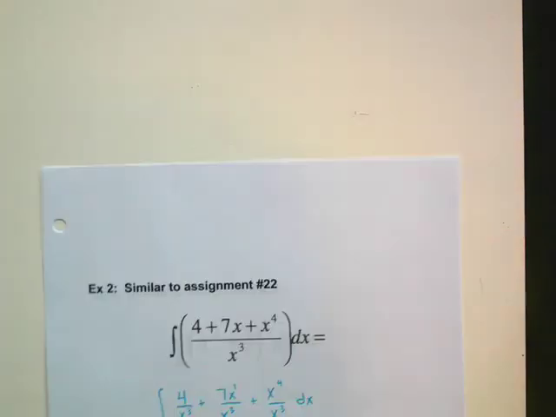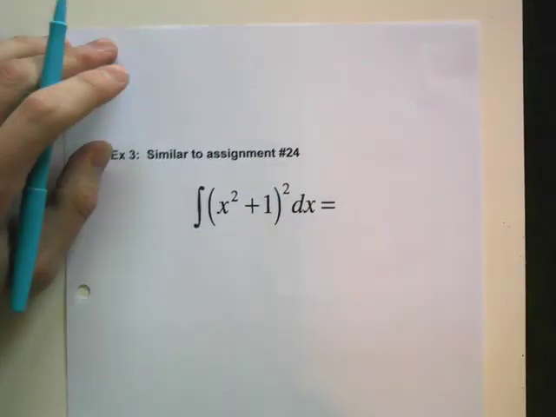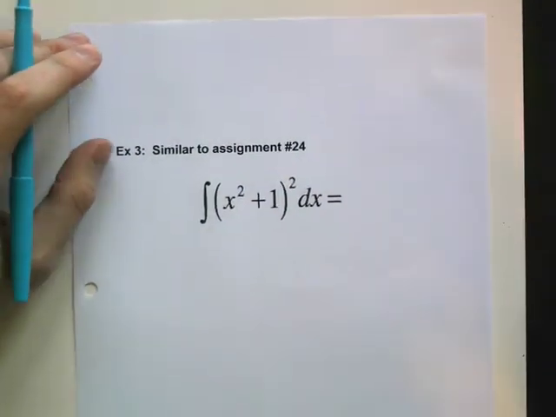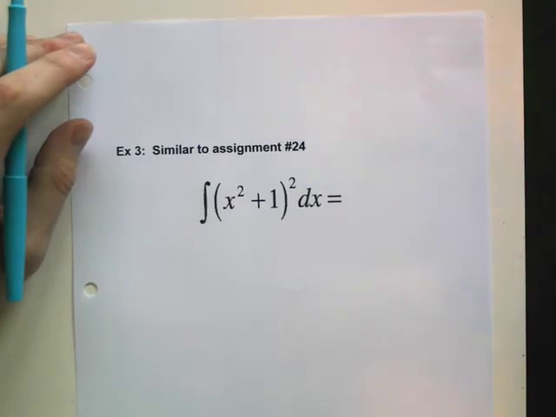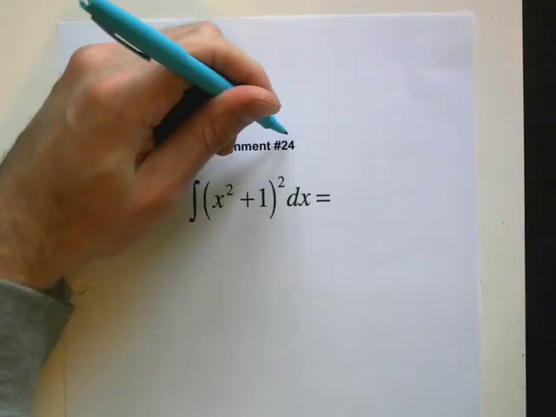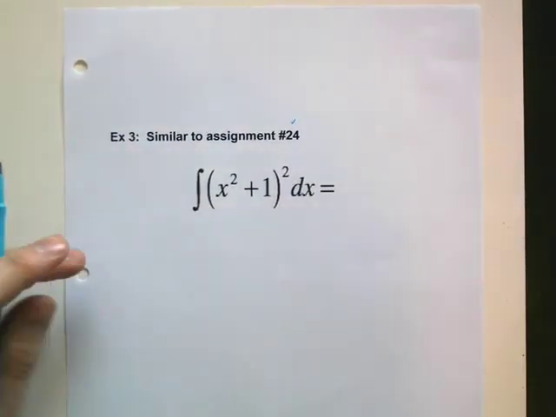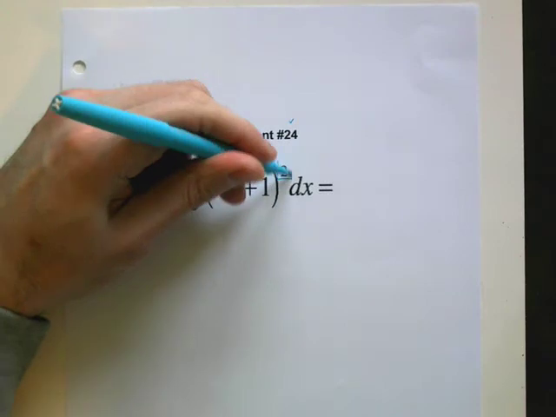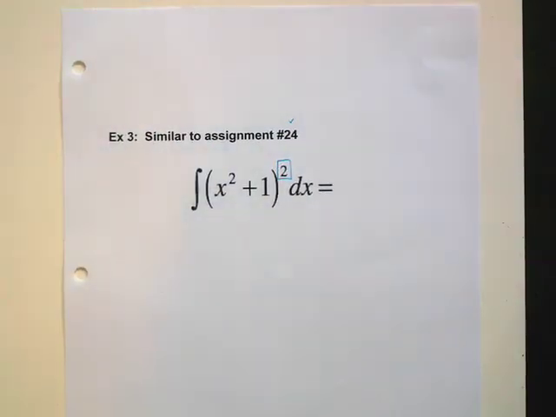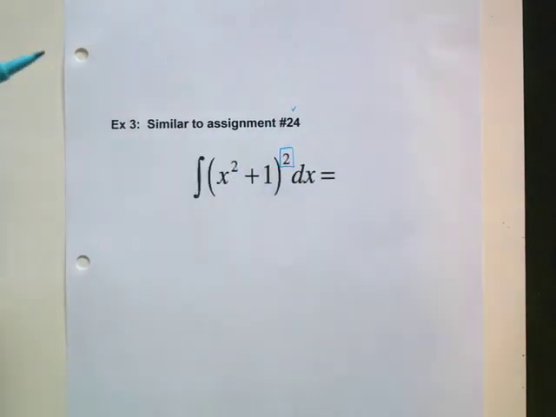Okay? All right, one more example and you guys will be on your way here. So this is a big one because we haven't done anything similar to this at all in the last 2 days. So this is similar to assignment number 24. And notice the issue we have here is we have this whole expression x squared plus 1 all raised to the second. So what do we do with that exponent on the outside there?